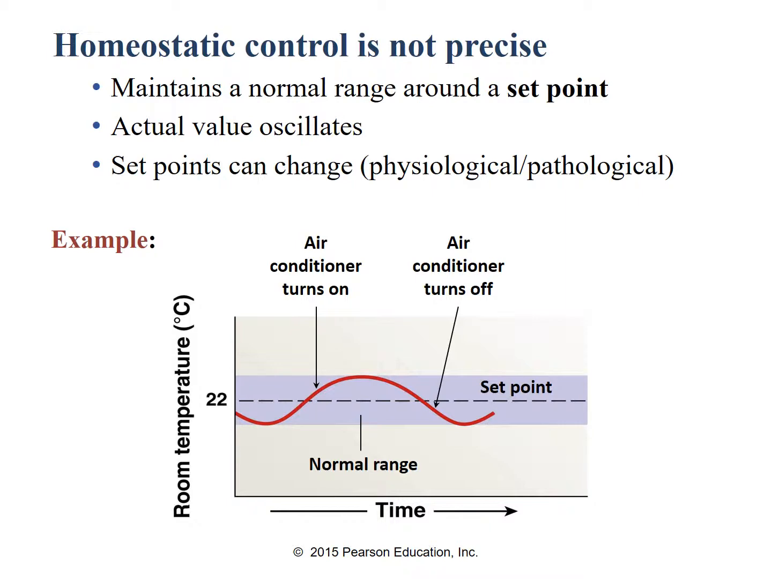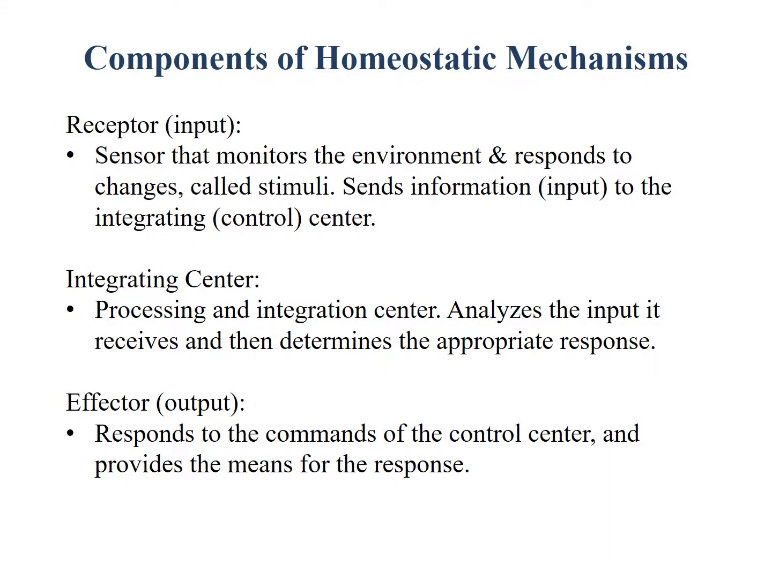Now let's talk a little bit about the general process and the overall parts of a homeostatic mechanism. The components of a homeostatic mechanism involve a receptor, an integrating center, and an effector. The receptor determines input. It's a sensor, so it's going to be something that monitors the environment. In the case of an air conditioner, it's going to be the thermometer. This thermometer is going to respond to changes in the environment, temperature with respect to the thermometer, but these changes are called stimuli. Any kind of stimuli that comes in is information that is going to be going through that sensory system and will eventually go to the second portion, the control center or integrating center.